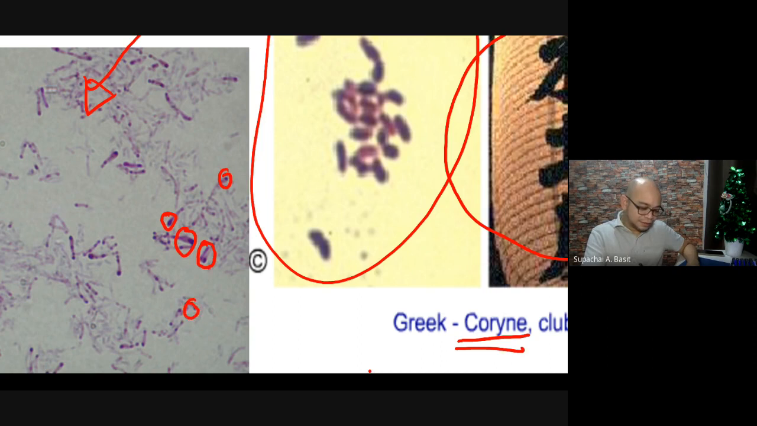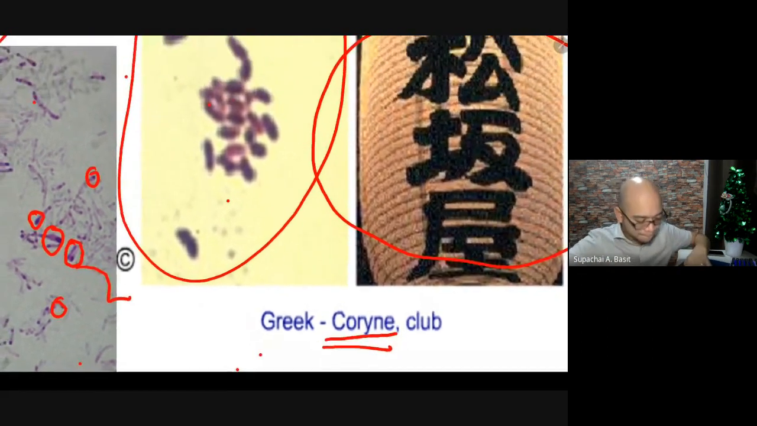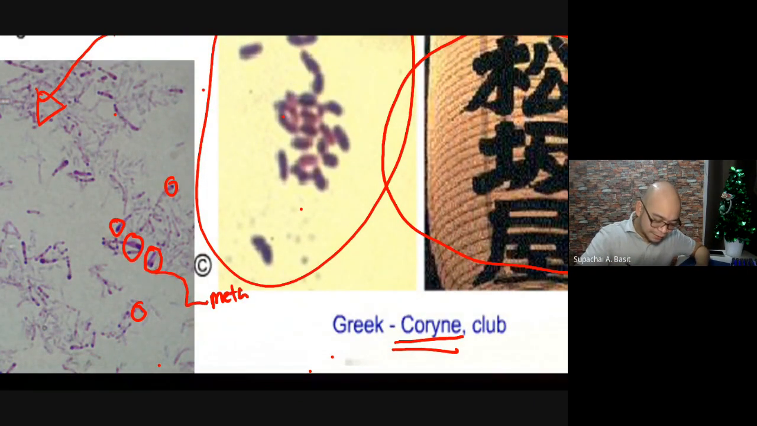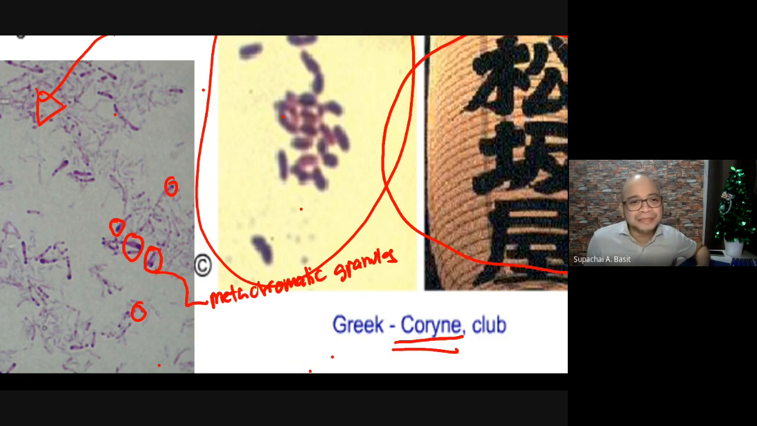These structures are called metachromatic granules. But these metachromatic granules will only be seen if you are using a special stain. Metachromatic granules, or sometimes known as volutin, serve as the food reservoir of the bacteria.